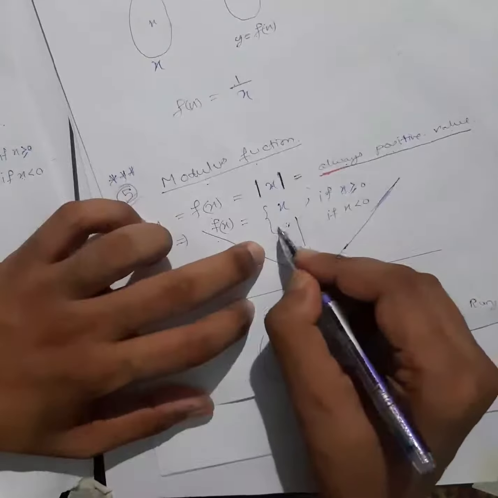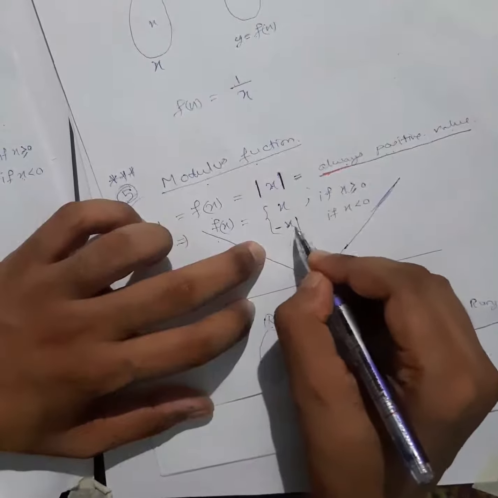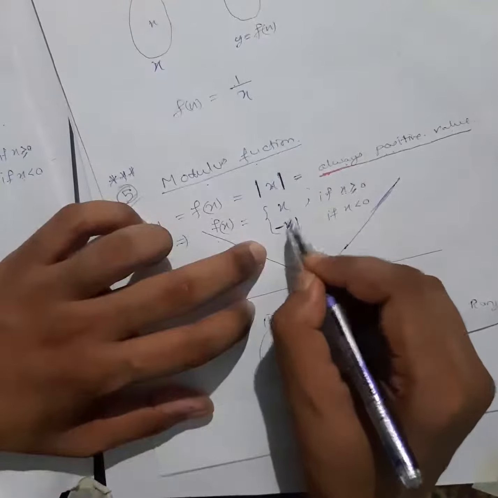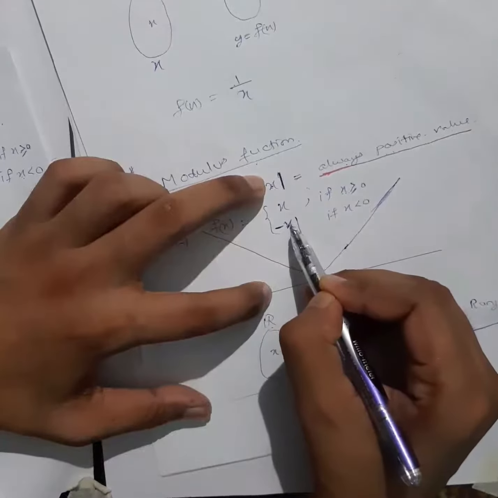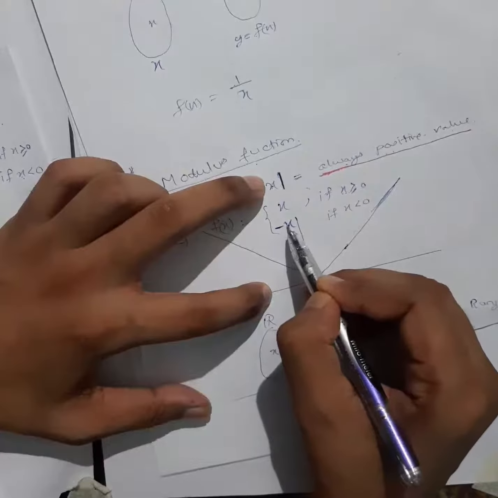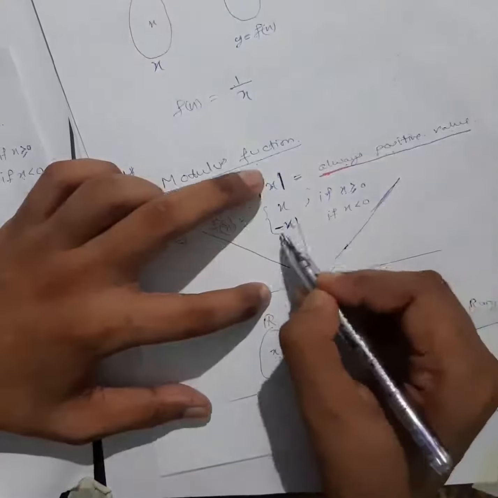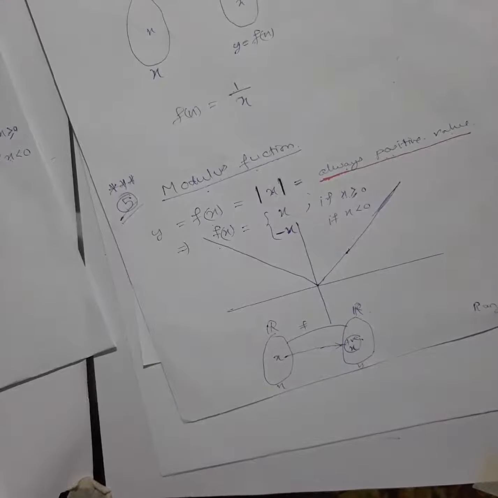Your output is the opposite sign, so how will you balance it? By putting a minus here. See here, if x is -1, this will become what? This x itself is -1, so minus minus will become plus. Can you see? It will become plus again, so the output will always be positive.